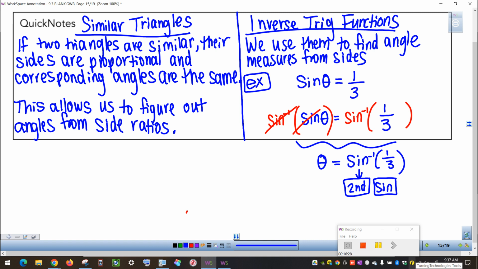Now, this does not just work for sine. It works for cosine. You could do the cosine inverse to undo cosine. If your ratio is like an adjacent side over hypotenuse, you can also do tan inverse to undo tan if the ratio you have is like the opposite side over the adjacent side. So these work for all three, sine, cosine, and tan.